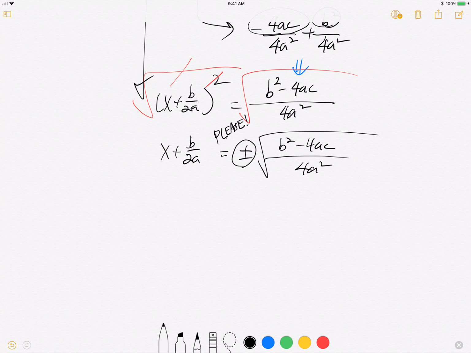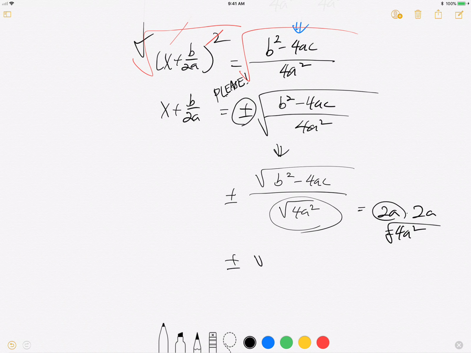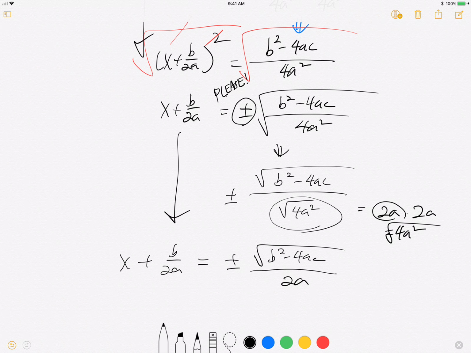Now, because this is redoable like that, by splitting up into 2 like this, this is simplified into 2a. Because we know that 2a times 2a gives you 4a squared, so square rooting that just gives you one of these. So it's plus and minus the square root of b squared minus 4ac all over 2a. And this is equal to x plus b over 2a. Just bringing this down again.